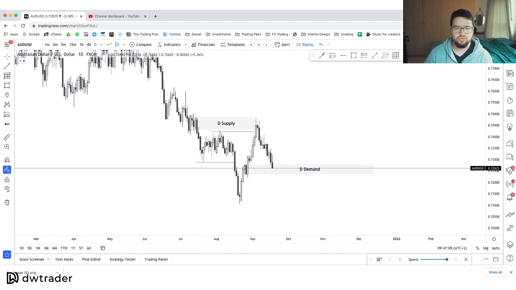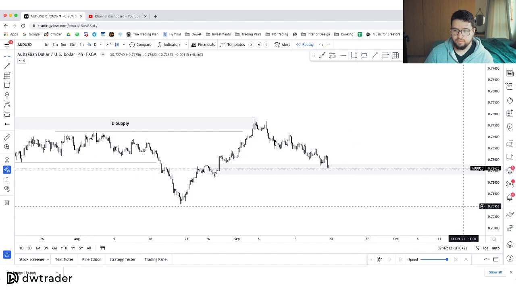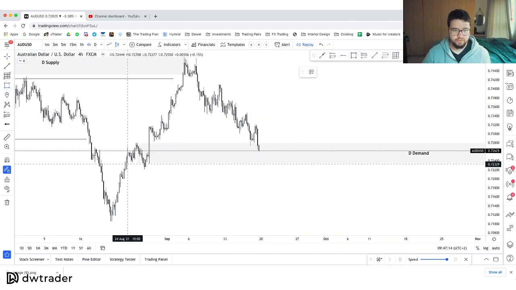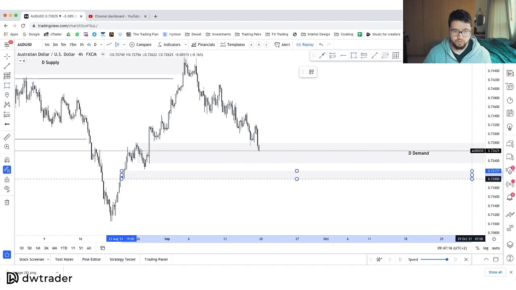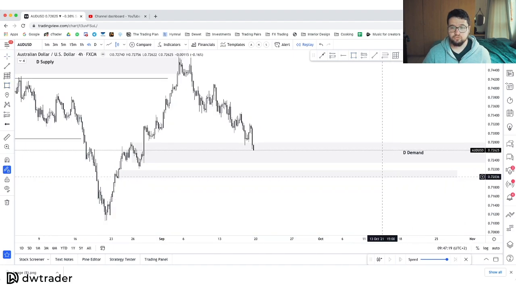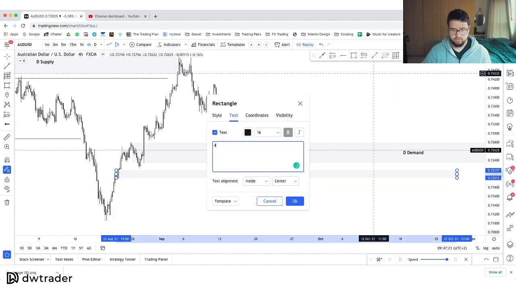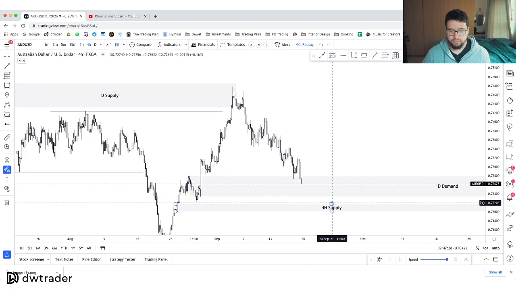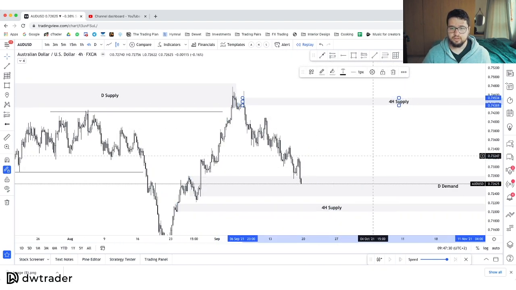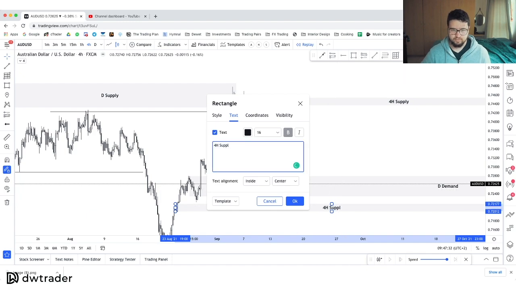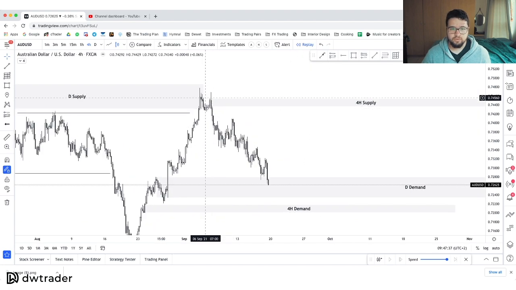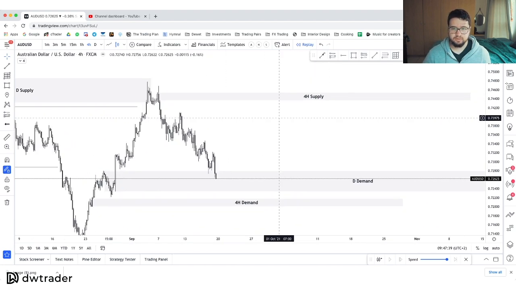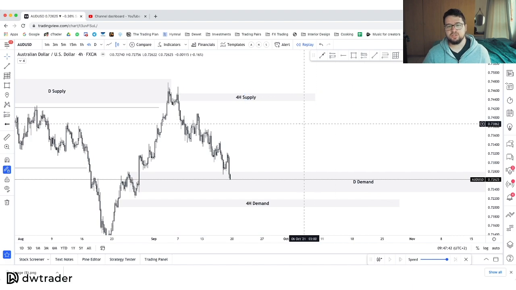So let's just jump to the 4-hour. Very nice. On the 4-hour, we have these two down candles, which could also be acting as 4-hour supply. And in this area, we have also, sorry guys, this is 4-hour demand. I'll mix them up. And then our 4-hour supply up here towards the upside. So now we have some of the zones marked out.